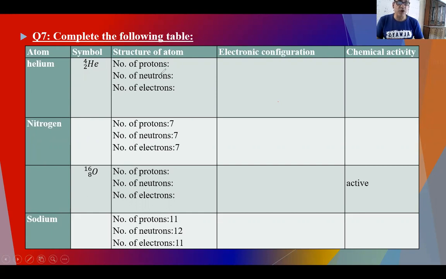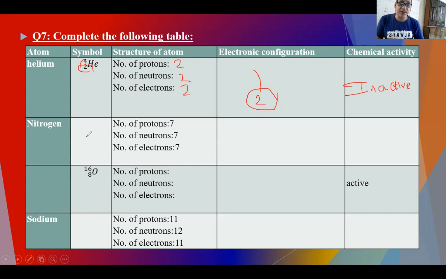Here, helium 2, 4, number of protons 2. So the atomic number is the number of protons and electrons. 4 minus 2, number of neutrons equal 2 also. Electronic configuration, only one energy level with 2 electrons. So it's completely filled. It means that this one is inactive, because the outermost is completely filled.